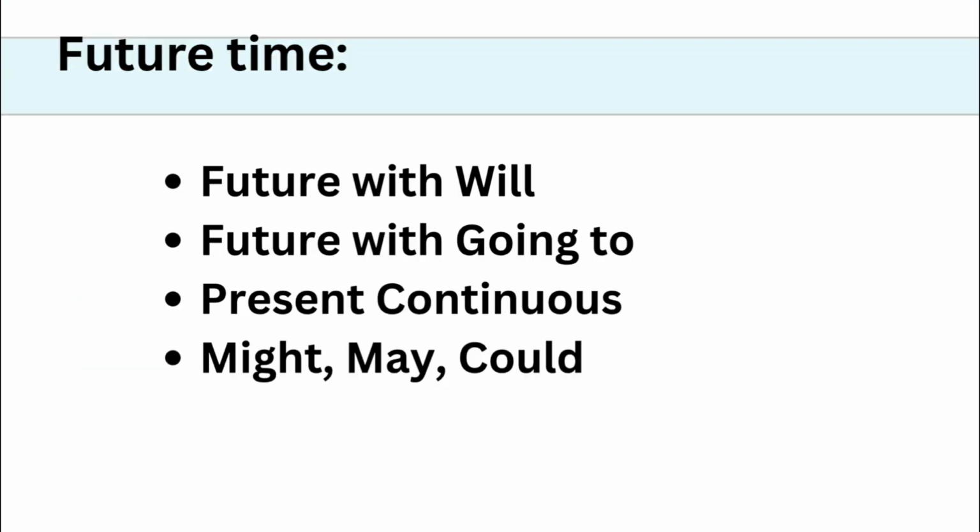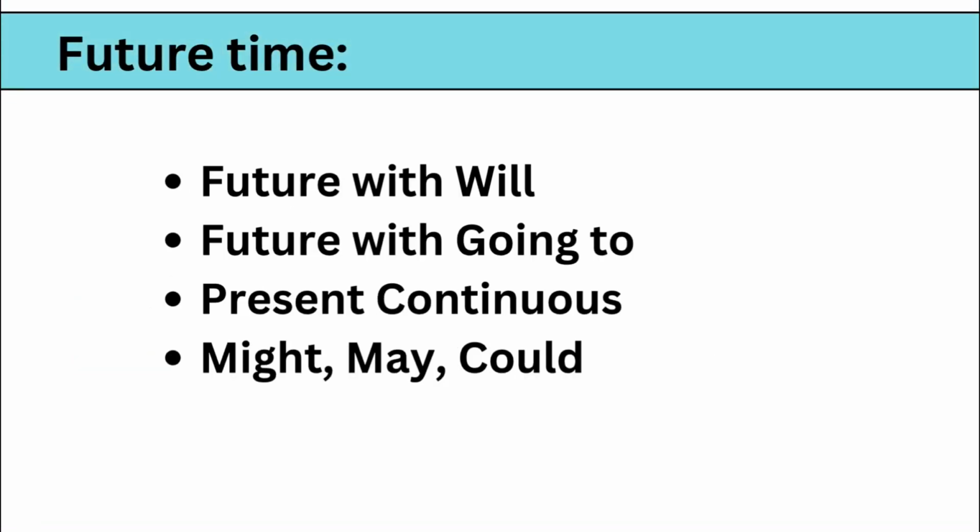Now let's understand about the future situation. For future scenarios, you can use future with will, future with going to, and you can also use present continuous. Yes, you can also use present continuous in order to talk about your future situations. And further you can use might, may and could. These are the 4 main ways to talk about the future tense in English. Each of them has a slightly different implication.